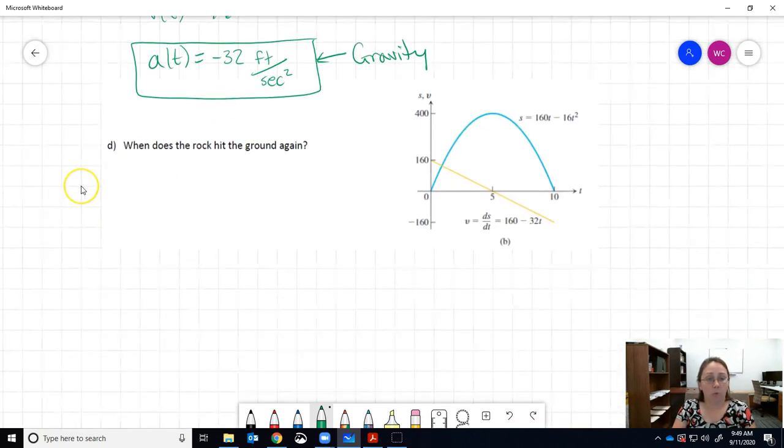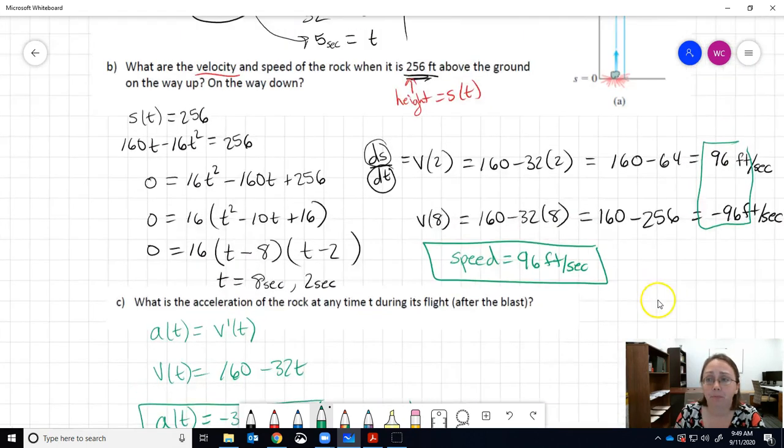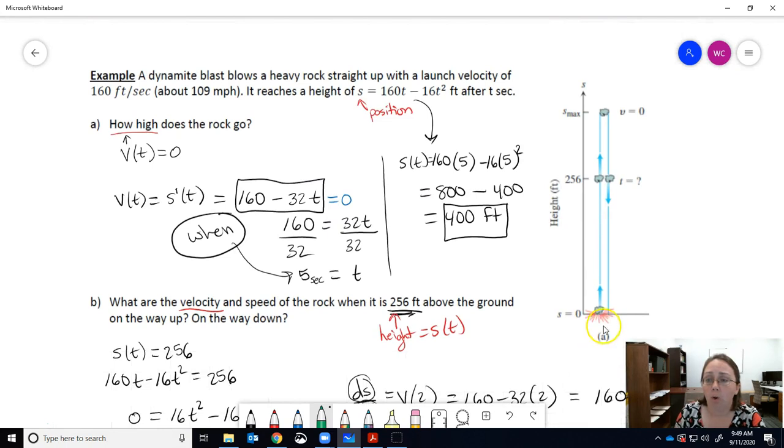So question D, when does the rock hit the ground again? Okay, well, when the rock hits the ground, what do we know? Well, you can look at this picture and you can read off the graph, but that's not what I want to do. I want to go back up here and talk about this picture. When it hits the ground, what do we know is happening in terms of our position, velocity, or acceleration? Do we know any of them?